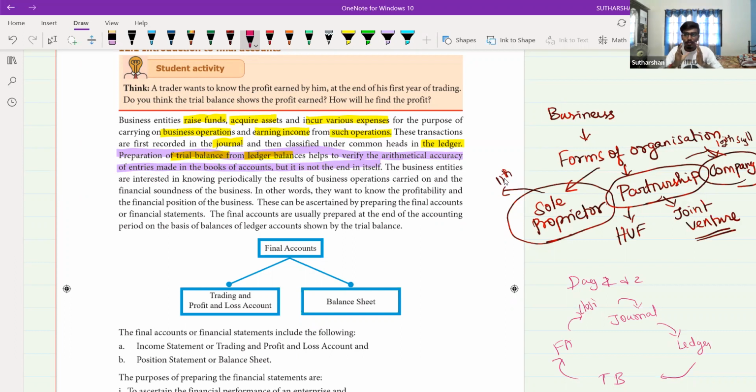Trial balance is not the end for us. After that there is one more step, that is called final accounts, financial statements. Okay, read the next point.